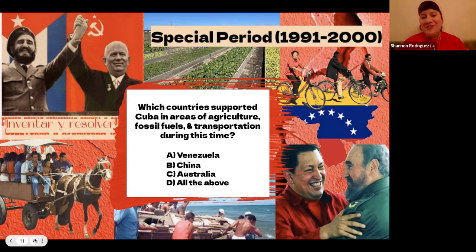But just to say, Venezuela provided oil after the collapse of USSR, which was much needed, as you all know. China actually provided 1 million bicycles and also cars. And Australia came to Cuba to actually share techniques on organic farming in 1993. So those are the countries who helped in those specific areas. And if you happen to know any other countries that helped, please share in the chat.